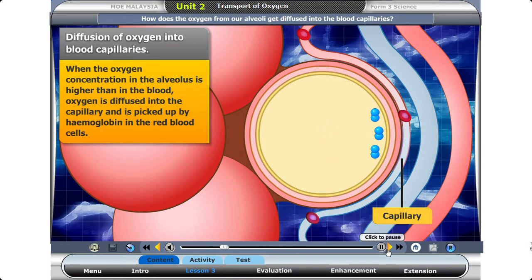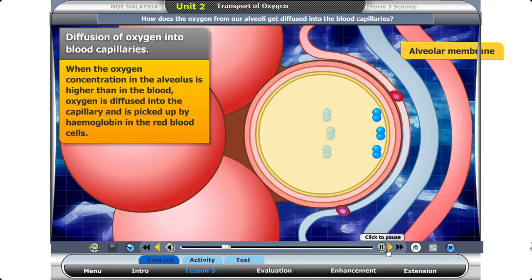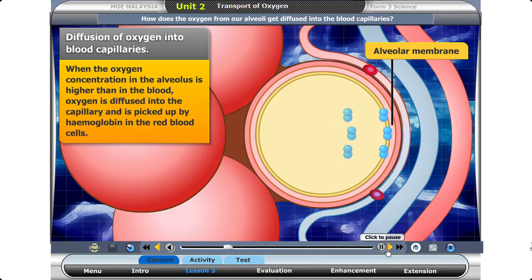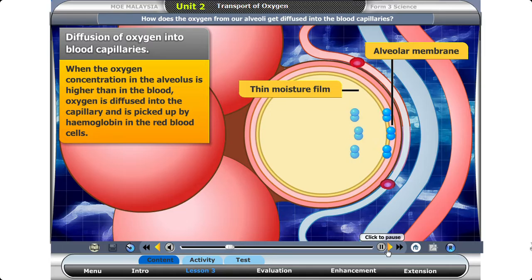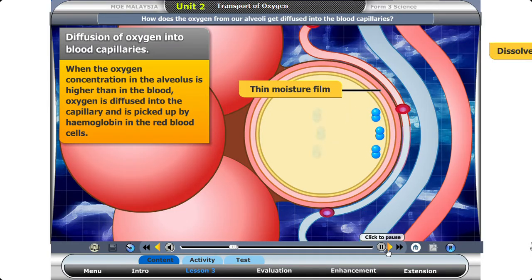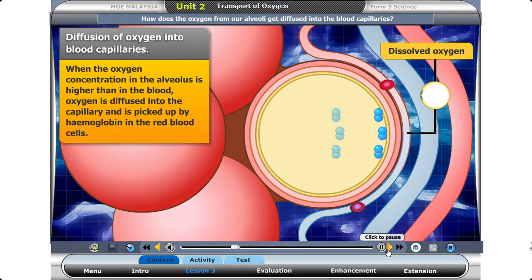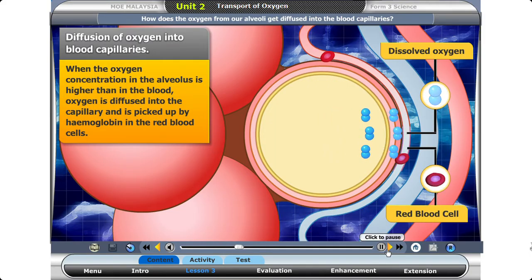Oxygen diffuses across the membrane of the alveoli, alveolar membrane, through a thin fluid layer into the blood capillary. Within this capillary, the dissolved oxygen diffuses into red blood cells. When the oxygen concentration in the alveolus is higher than in the blood, oxygen is diffused into the capillary and is picked up by hemoglobin in the red blood cells.